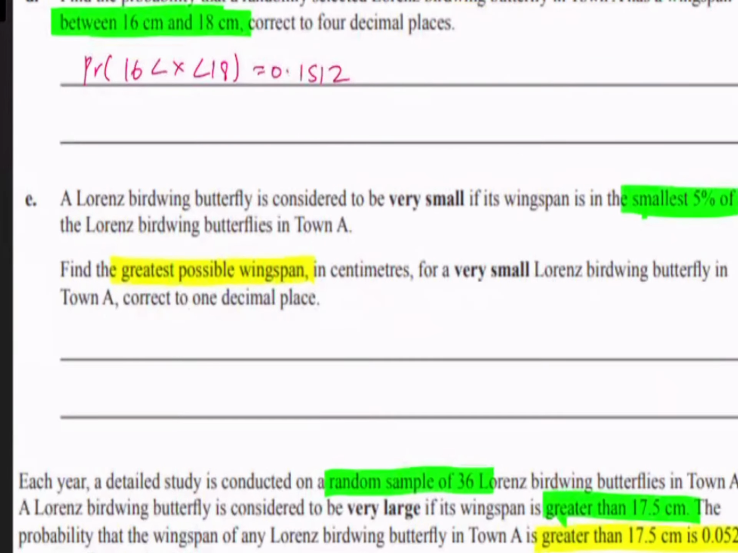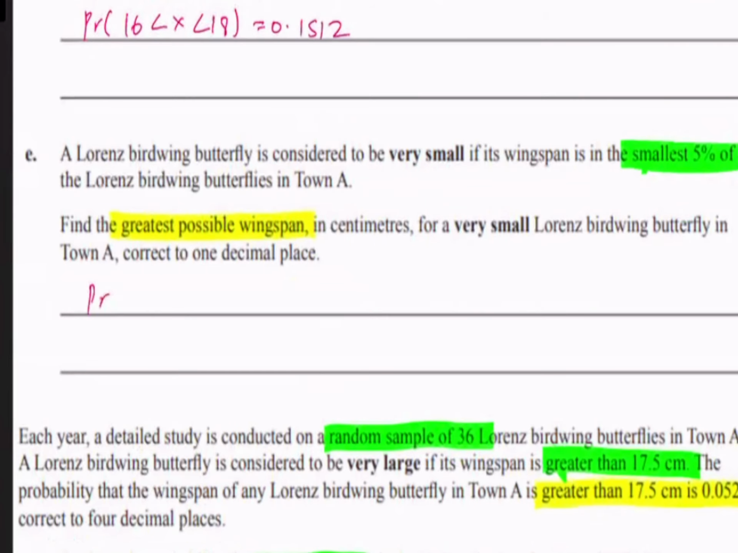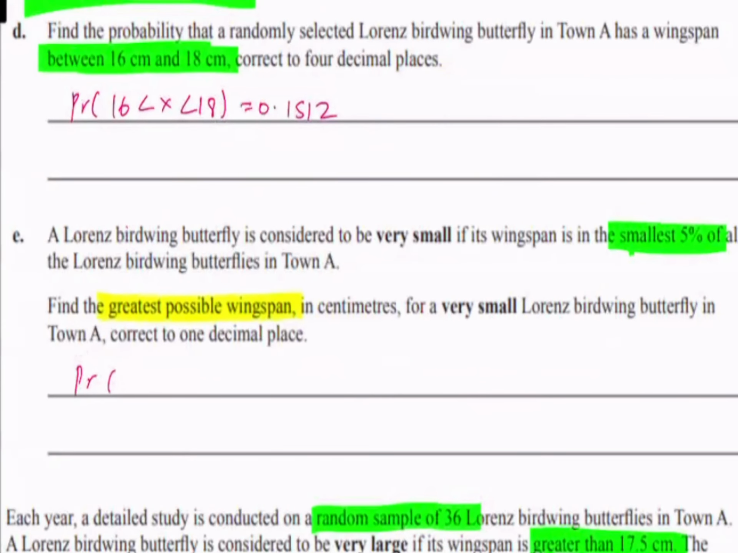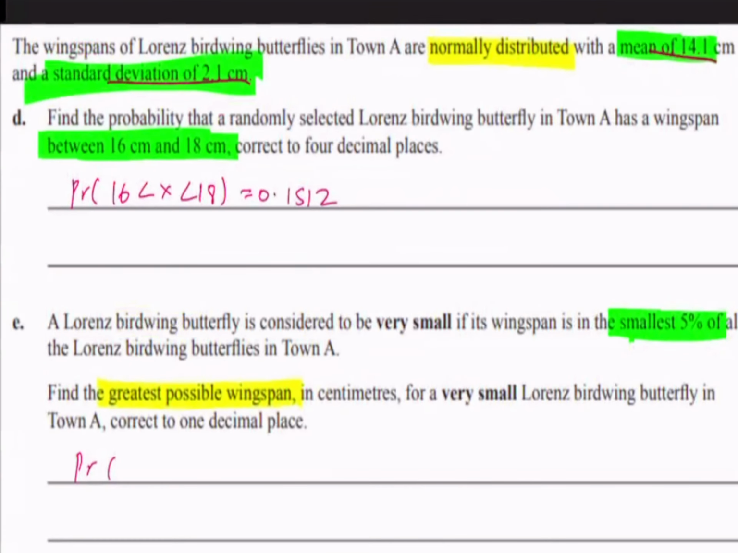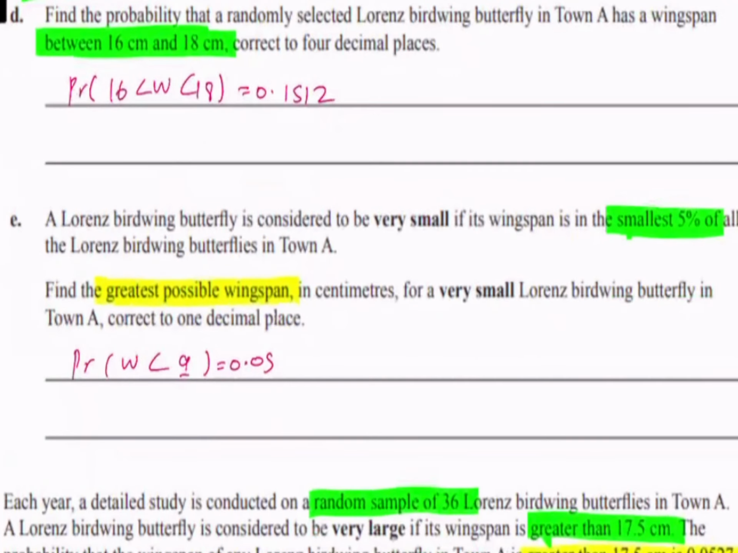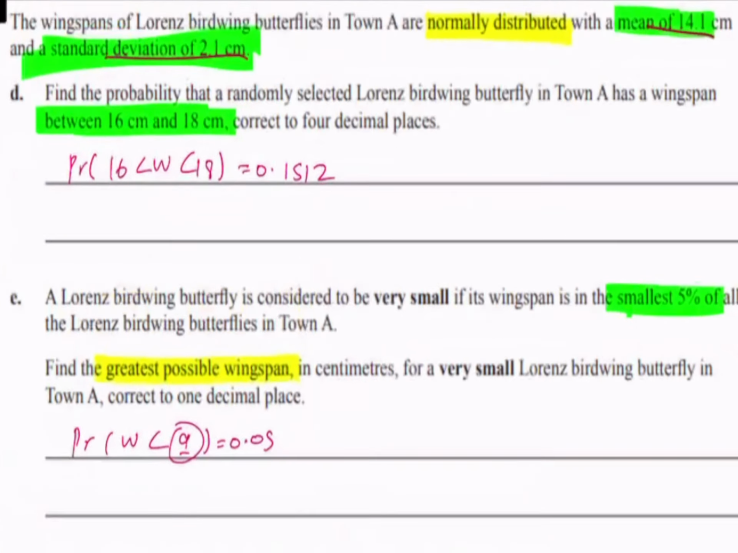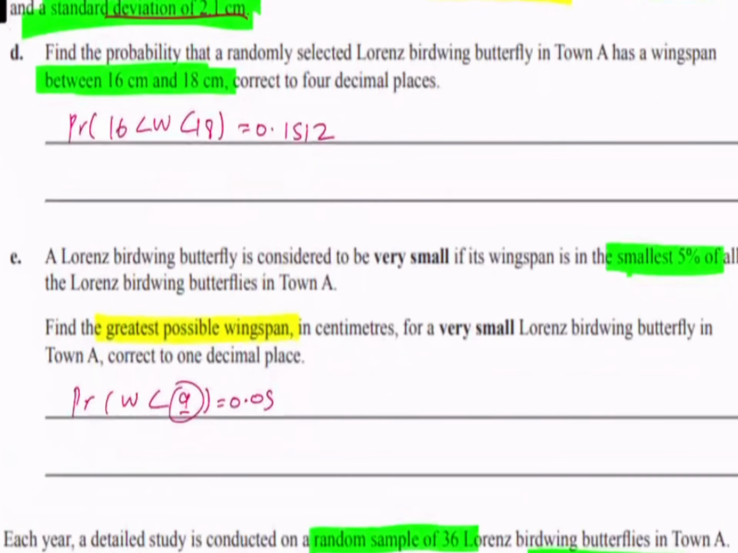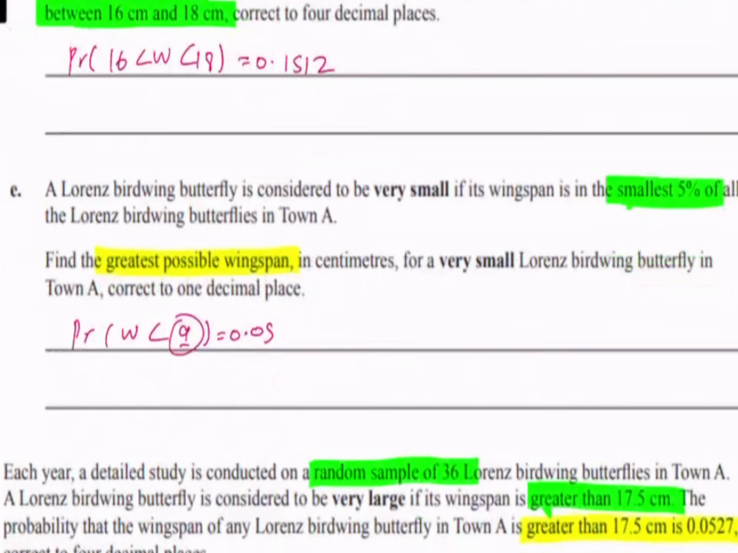Now they're saying if it's very small, then it's in the smallest 0.5% of all of the birds. So it's basically saying that the probability that the wingspan, which I should probably call W, sorry, because the other variable was X and we don't want to get confused. So probability that W is less than a value, I'll call it A, is going to be 0.05, and A is the maximum wingspan one can have for them to be considered very small.